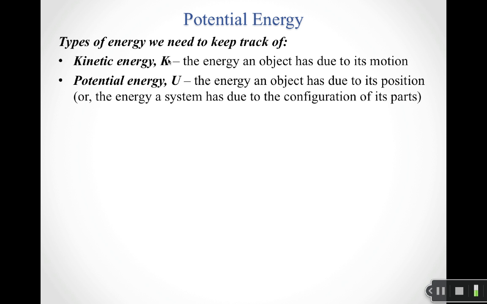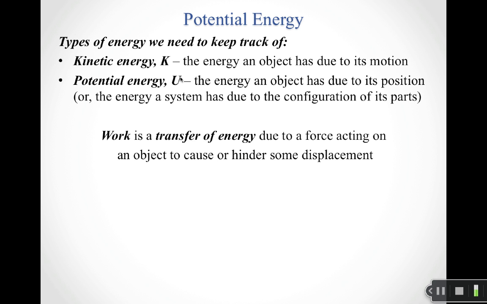The second type is potential energy. So we're going to use big U for potential energy. And this is the energy an object has due to its position, due to its location. More specifically, it's the energy a system has due to the configuration of its parts. So where each of those parts are relative to the other, that matters in terms of the potential energy.